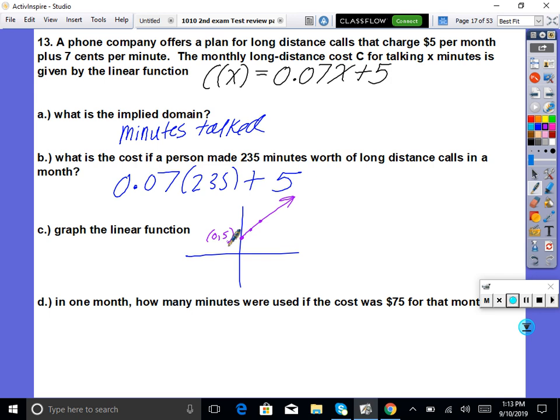It says in 1 month, how many minutes were used if the cost was 75 that month? So this time we're putting 75 on the outside because that was the cost: 75 equals 0.07x plus 5.